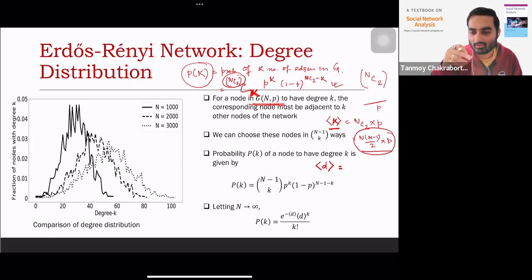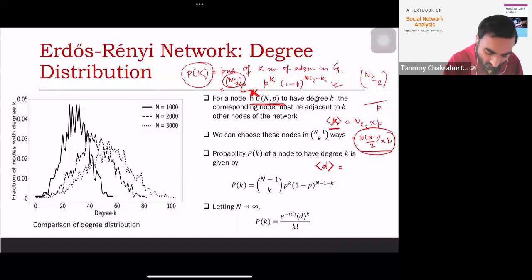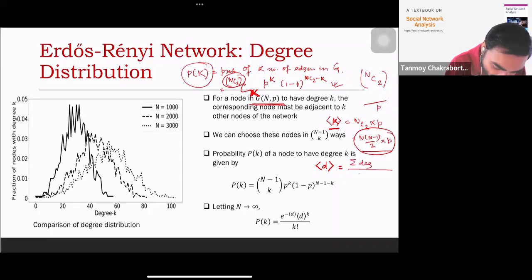Sum of all the 2 into total number of edges. So how do you calculate the average degree? You look at the sum of all the degrees by number of nodes, right? So the sum of all the degrees, we know that is basically 2 into number of edges. We know this theorem, right? 2 into number of edges, capital K, and this is nothing but this one.